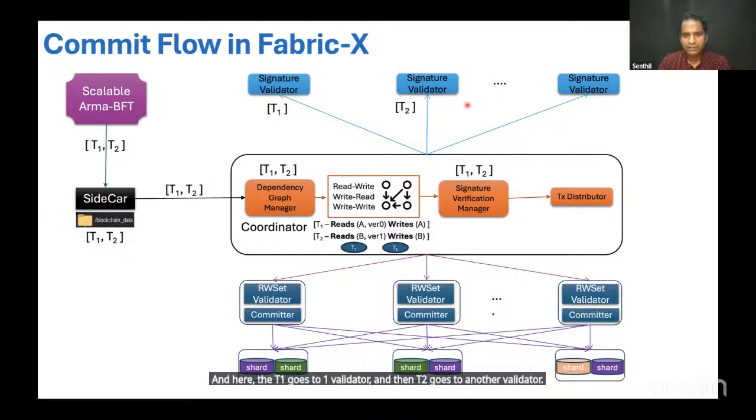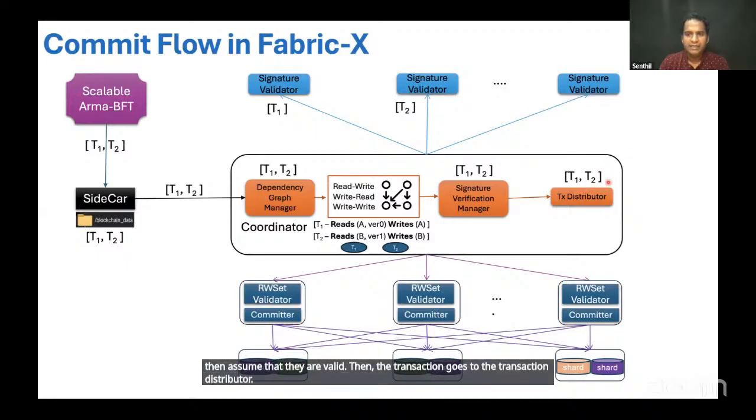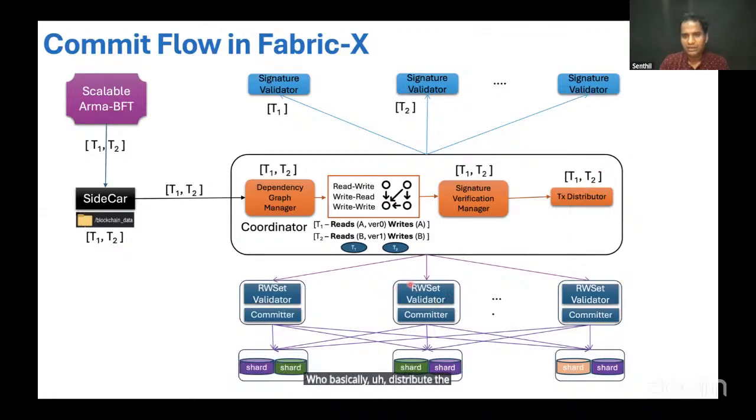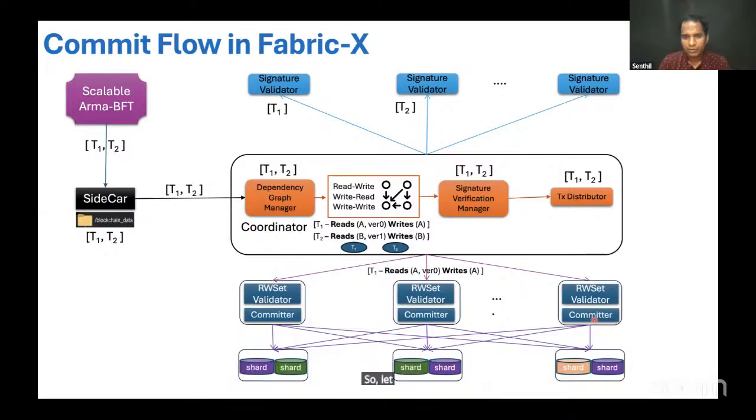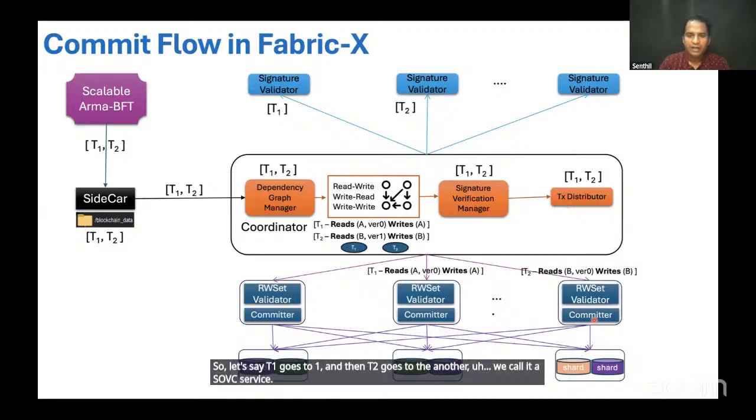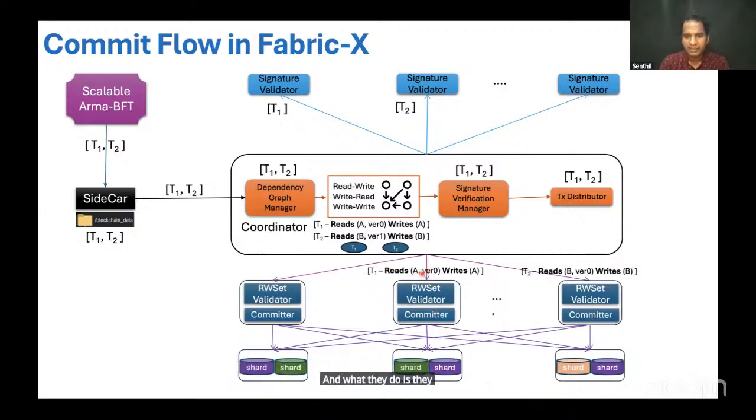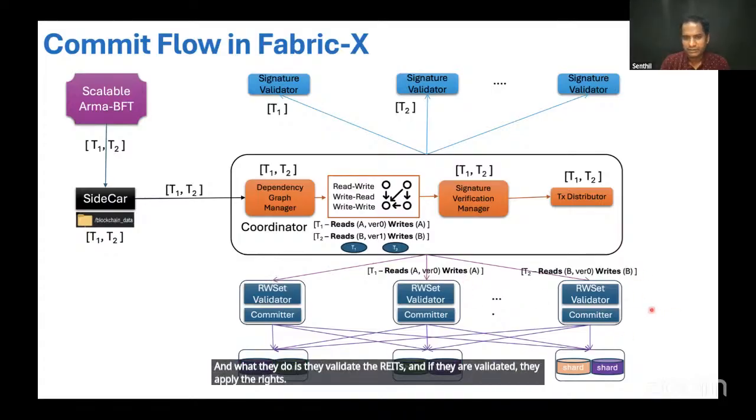Then assume that they are valid. Then the transaction goes to the transaction distributor, which basically distributes the transactions to the available read set and write set validator as well as the committer. So let's say T1 goes to one and then T2 goes to another; we call it a VC service. And what they do is they validate the reads, and if they are valid, they apply the writes. So that is what happens in each of the read write set validator and committer.